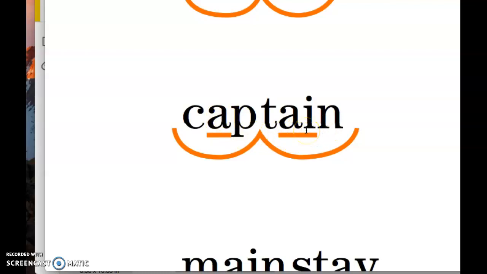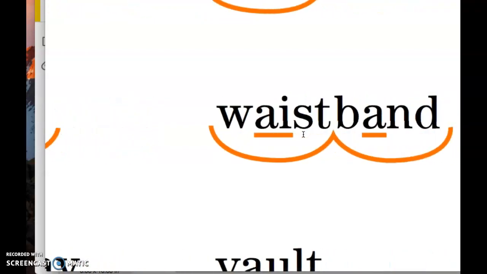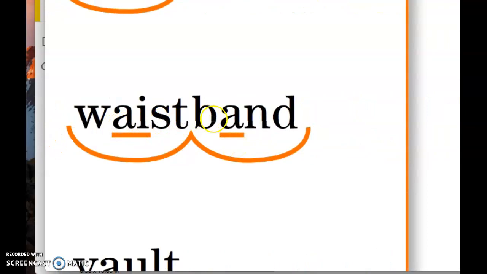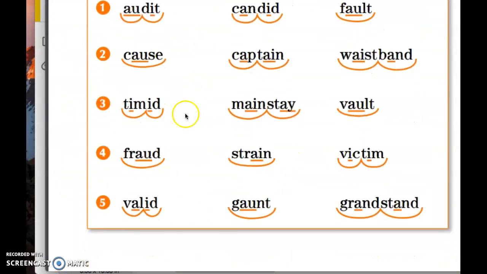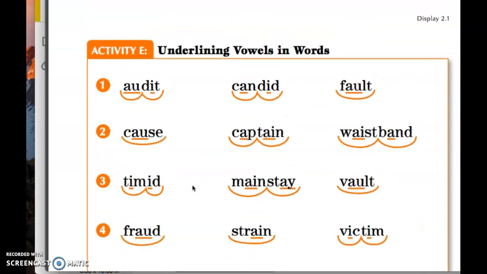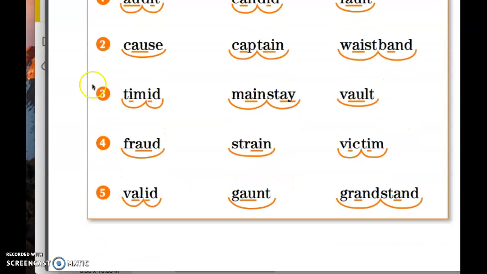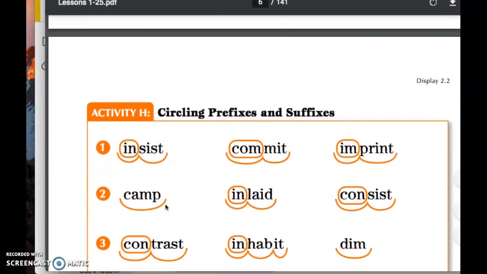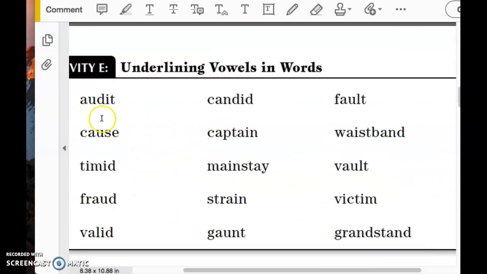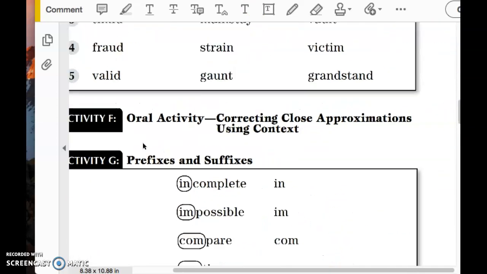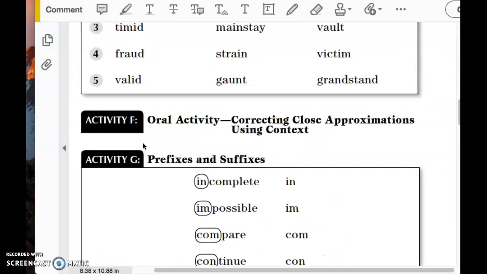Captain, but we don't say cap-tane, we say captain. Next one is waistband. What word? Waist and band. Perfect. You continue with the rest of activity E, and I'm going to be pulling kids to test with them so they could read these multi-syllable words. The next thing before we wrap up with this activity, we're going to do activity F. So make sure you go on Kami, you underline your vowels, and then let me do a quick vowel activity F.